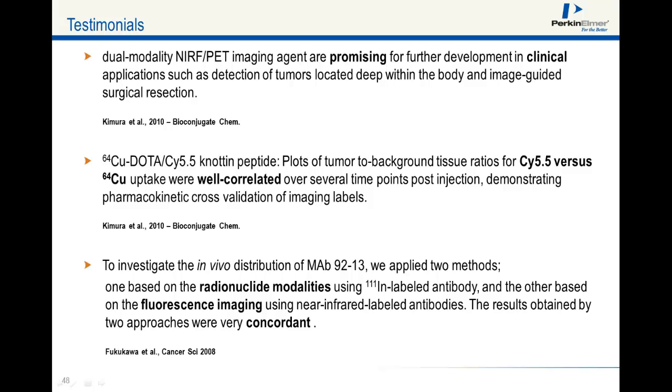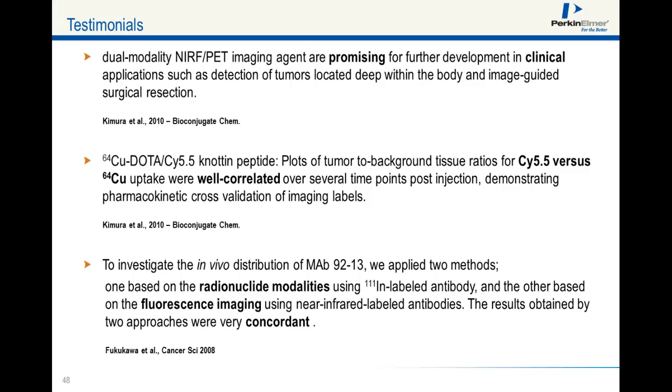As a final note, I would like to quote supportive references from the literature. Kimura et al. published that dual modality near-infrared PET imaging agents are promising for clinical applications in both deep tissue imaging and for image-guided surgical resection. Further stating that copper-64 and Cy5.5 uptake plots correlate well, demonstrating pharmacokinetic cross-validation. Fukukawa et al. found that results of in vivo biodistribution of a monoclonal antibody assessed by both radionuclide and fluorescence imaging modalities were very concordant.